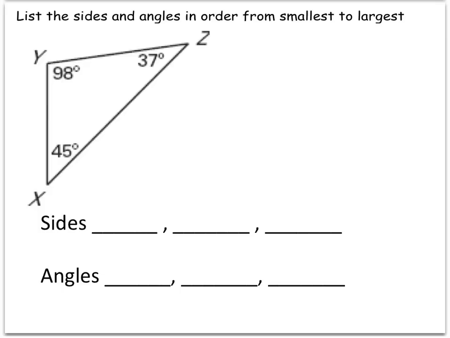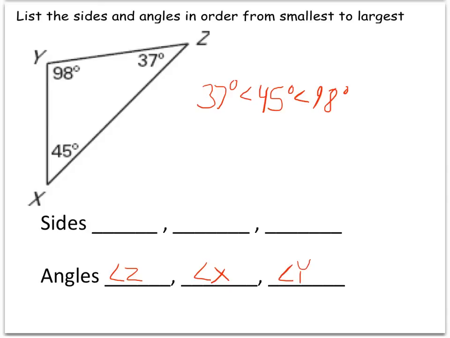We can also start from an example where we're given the angles of a triangle. 37 degrees is less than 45 degrees, which is less than 98 degrees. So putting those angles in order, we've got angle Z is smaller than angle X, which is smaller than angle Y. The sides then would correlate to the sides opposite of each of these angles.